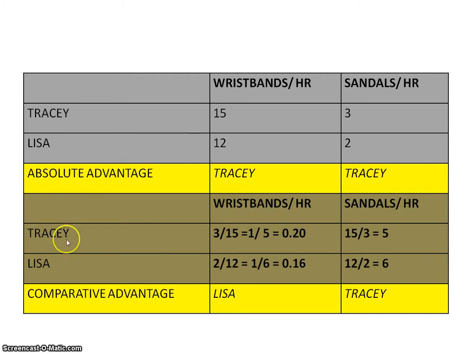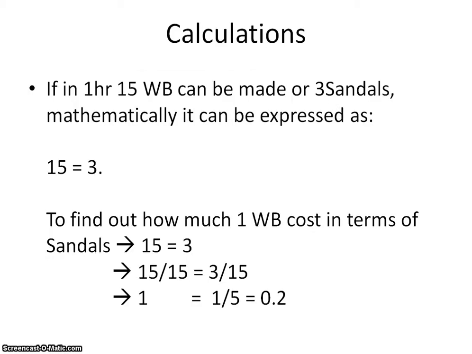So let's look at Tracey and Lisa. We see here that Tracey incurs an opportunity cost of 0.2. What does that mean? Well, remember, Tracey has 15 units. Let's go to this other slide here where I broke it down for you. If in 1 hour 15 wristbands can be made or 3 sandals, mathematically we can express it as 15 equals 3 for every hour. You can either make 15 or 3.